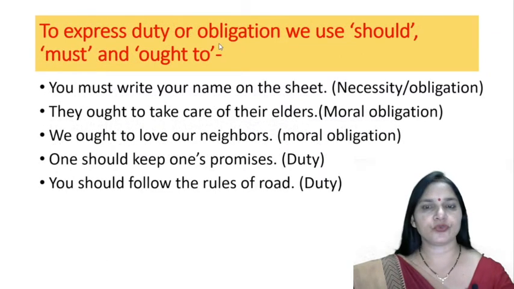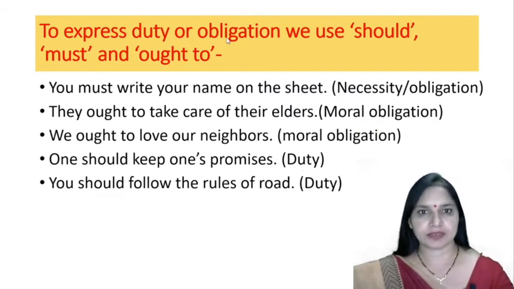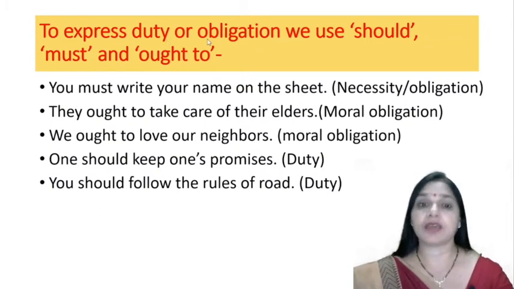To express duty or obligation, we use should, must and ought to. When we wish to say that something is compulsory for us to do, something is our duty, or we are morally obliged to do something, we use should, must, or ought to. You must write your name on the sheet. This is necessity. This is necessary for you to write your name on the sheet. That means you must write it.